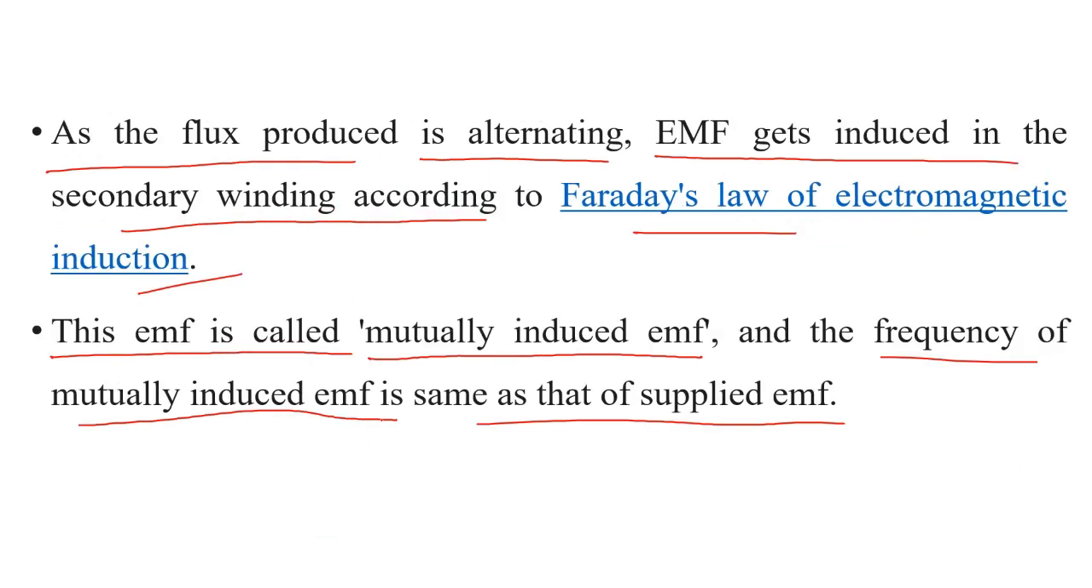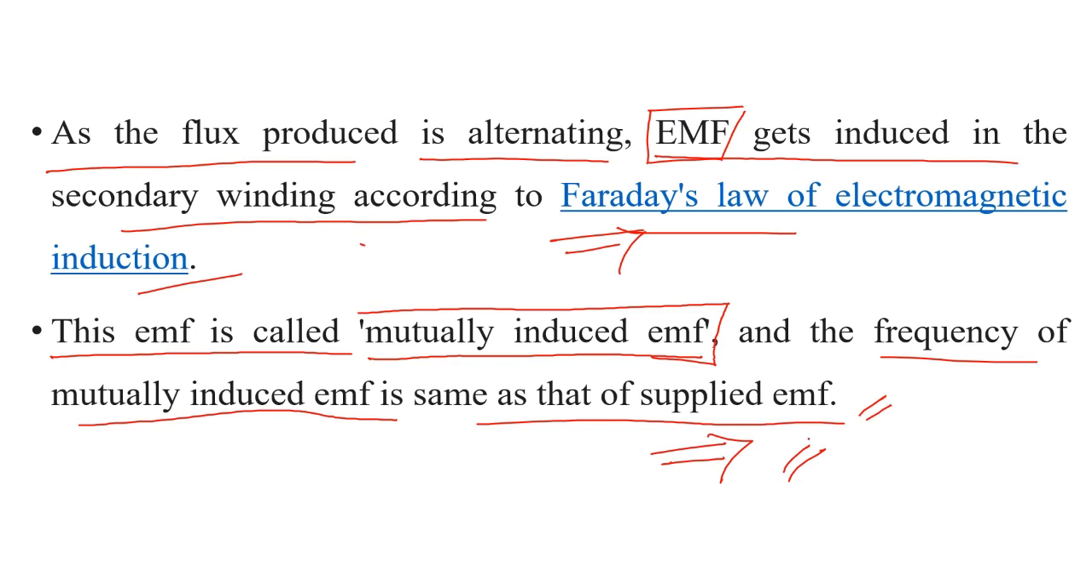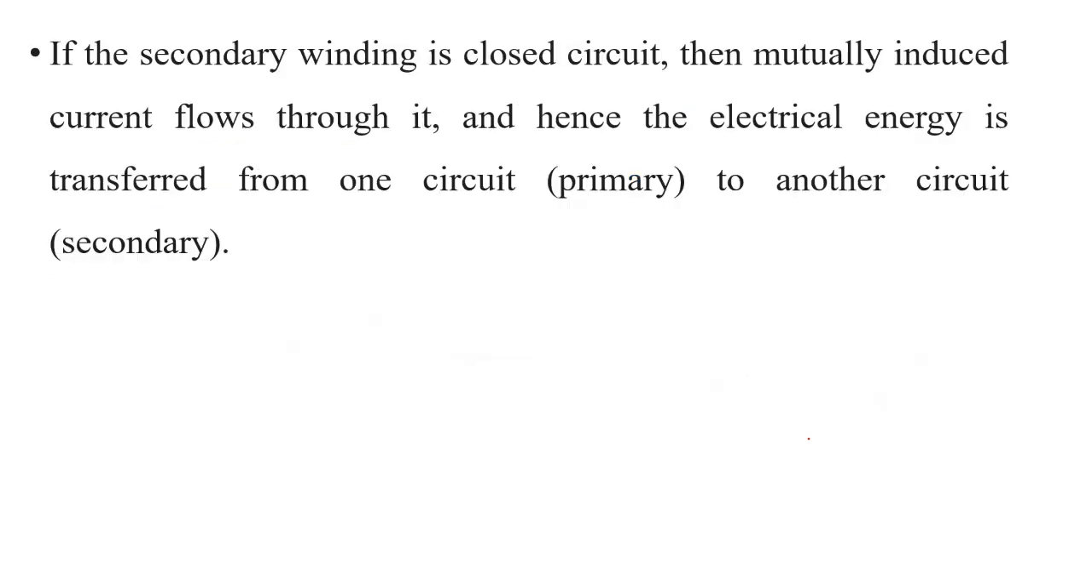And because of this alternating flux only, we get the electromotive force in the primary and secondary due to Faraday's law of electromagnetic induction. The EMF we get is because of the mutual induction process, which is the reason why we call it mutually induced EMF. And whatever the frequency of the supplied voltage, the same frequency applies to this produced EMF also. So like this the working principle of a transformer takes place, and it mainly depends upon Faraday's law of electromagnetic induction.